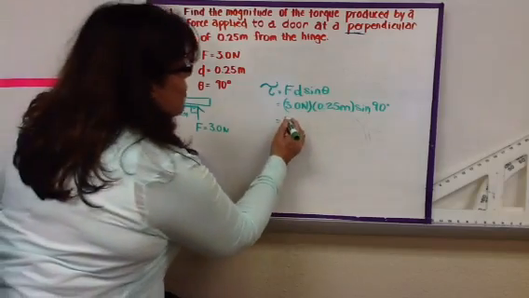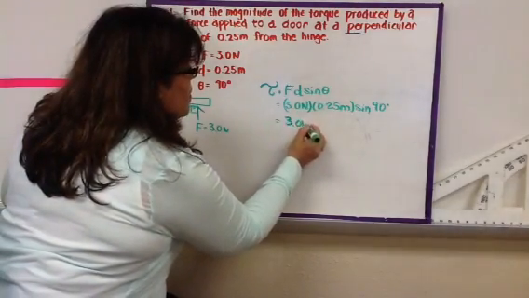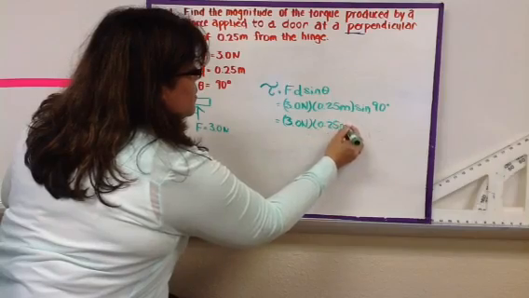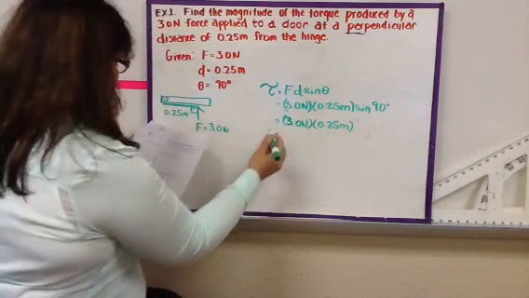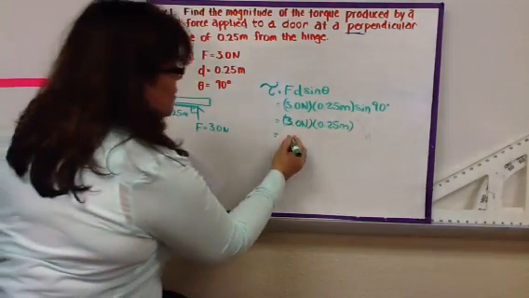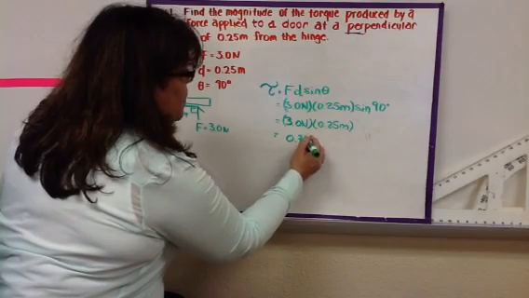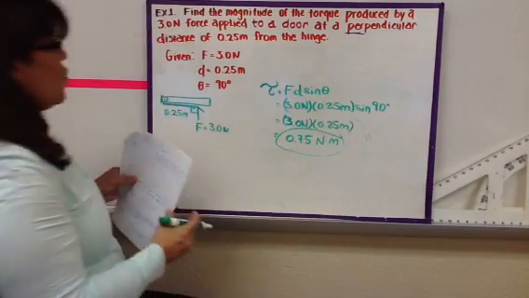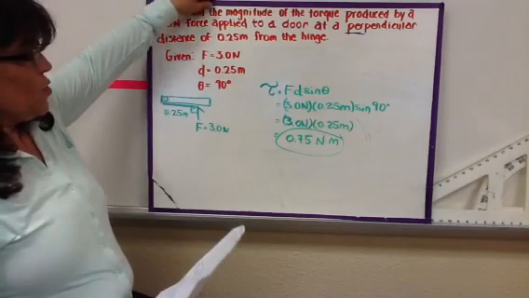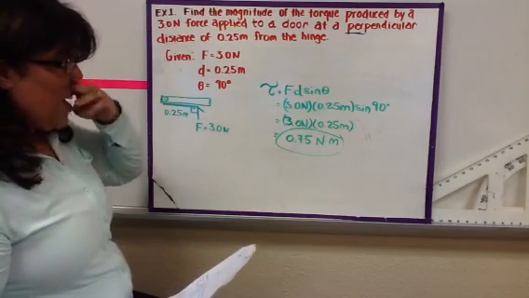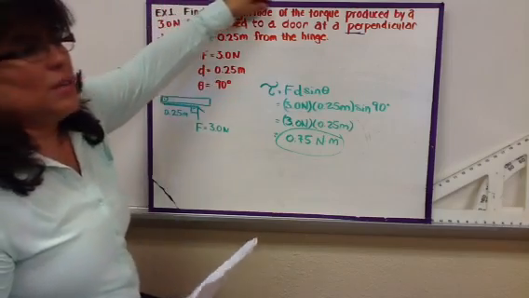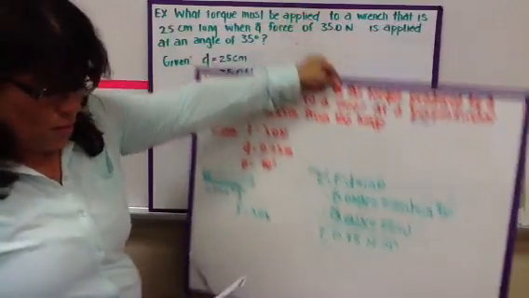So we really have 3 newtons times 0.25 meters, and times 1. And it ends up being 0.75 Newton meters. So that's your answer there for the torque applied to this door. So there's going to be 0.75 Newton meters of torque to cause this door to rotate around its hinge. So let's try one more.